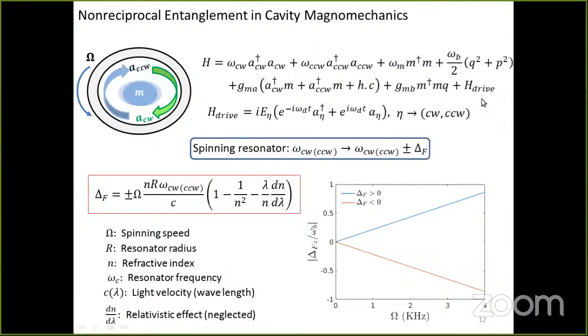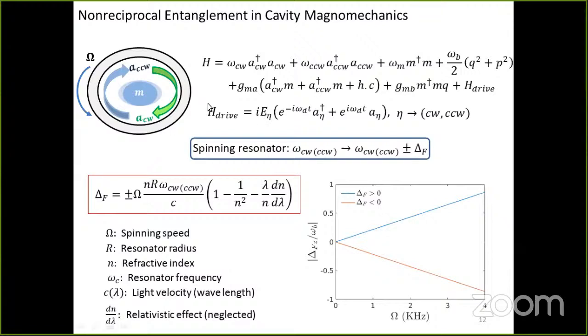Just look at the drive term. This basically controls the non-reciprocity here. By driving this term, we are choosing the direction. So we can drive the system in a clockwise direction, that means we are exciting the clockwise photonic mode without touching the counterclockwise mode. And we can do the reverse also. We can excite the counterclockwise mode without touching the clockwise mode.